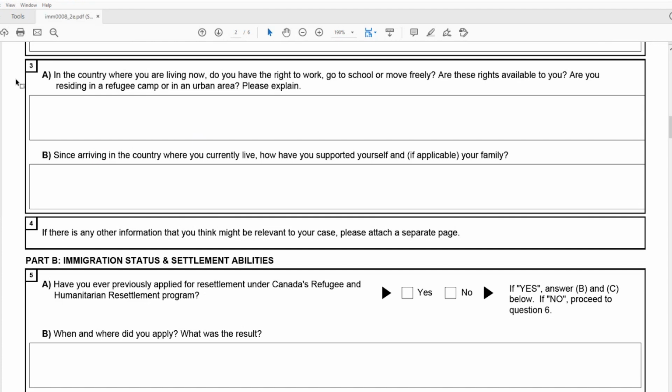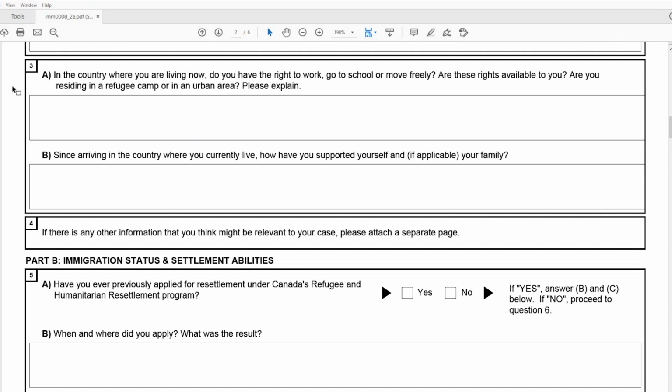Now for question 3, it's asking, in the country where you're living now, do you have the right to work, to go to school, or move freely? And are these rights available to you? And are you residing in a refugee camp or in an urban area? So write down everything that will help answer this question. If you are working, where are you working? How do you get paid? Can your children go to school? Are you restricted in where you're able to go within the country or not?